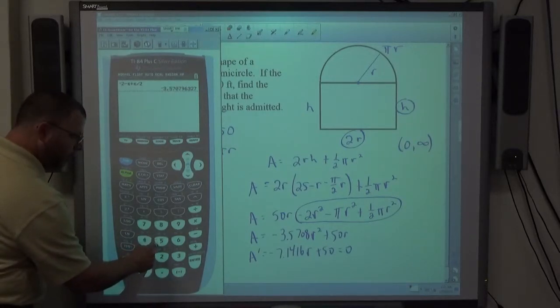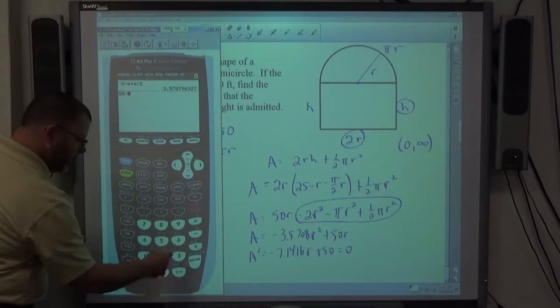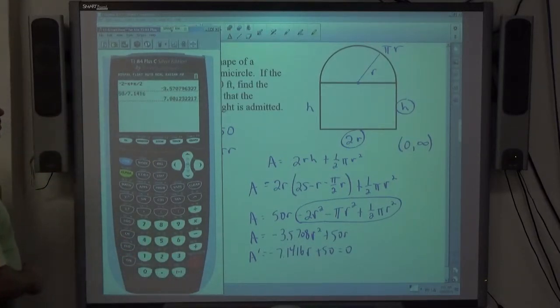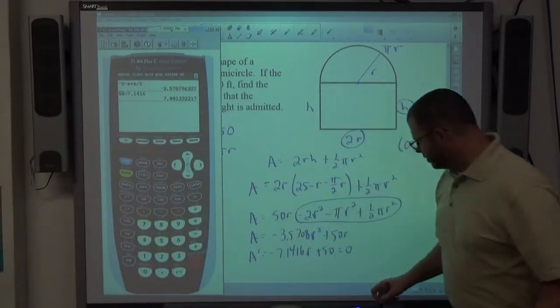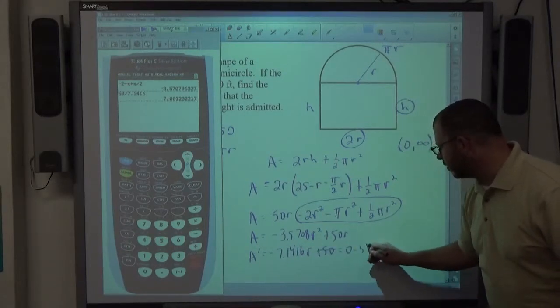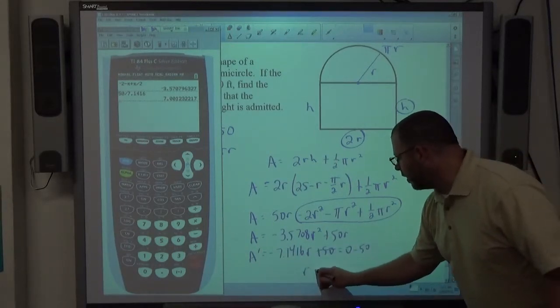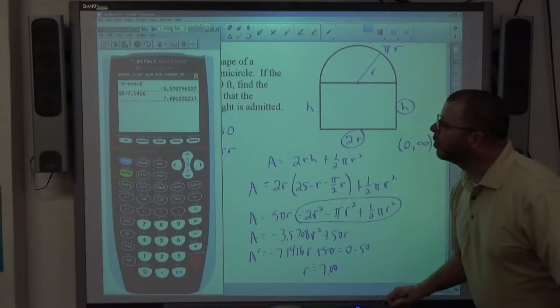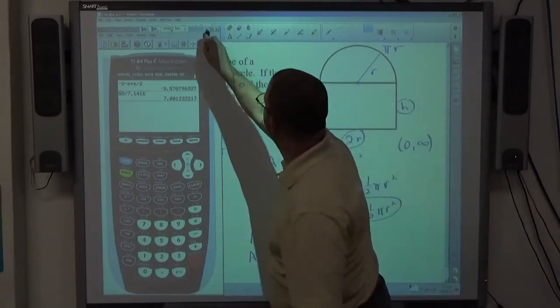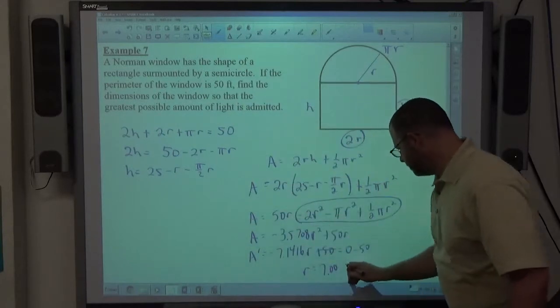So let's see, 50 divided by 7.1416, 7.00, that's pretty nice. All right, so I just move the 50 to this side and divide. So we get R equals 7.00, is it feet? I think it was feet. Feet, yep.